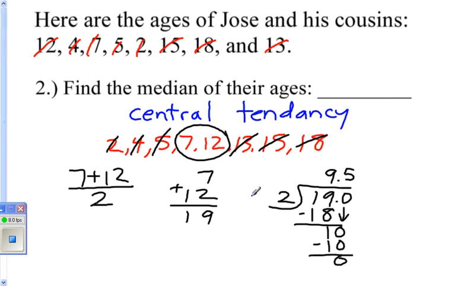So the answer is 9 5/10, or 9 1/2. 9 1/2 years old. What's the median of their ages? 9 1/2. That is the answer to question number 2. So go ahead and try the sample question for question number 2 so that you can practice this skill again yourself.